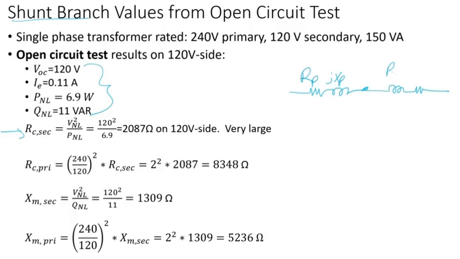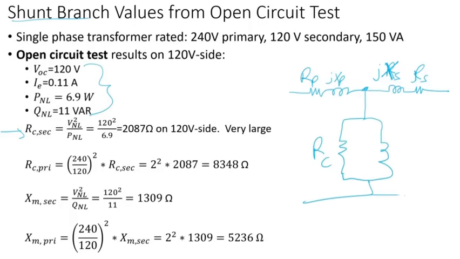Then I call this RS, JXS, which is the reactance of the secondary. RS, S means secondary. Then this is the core resistance, and I'm just drawing per phase just to make it simple. And this is JXM, the magnetization.